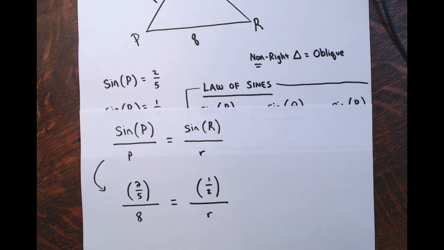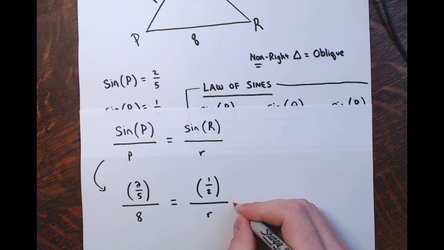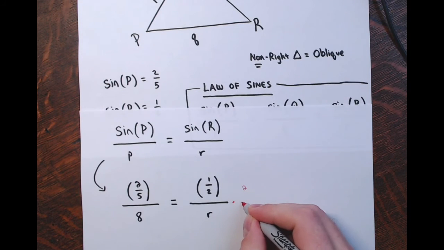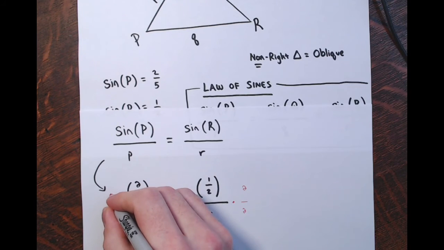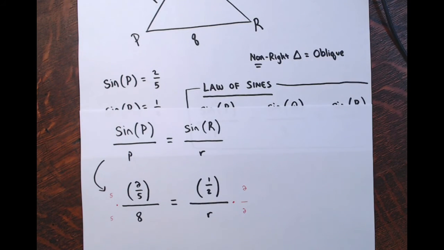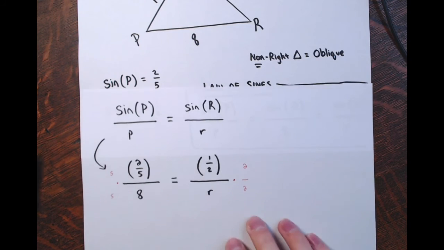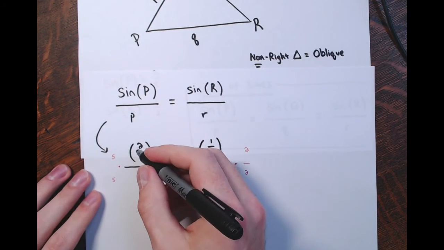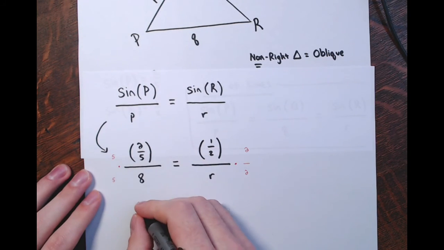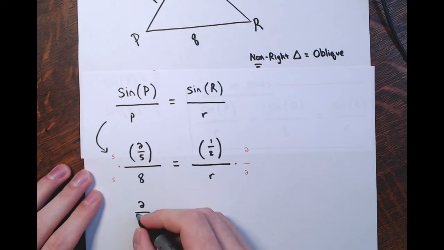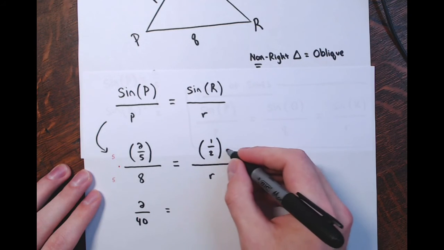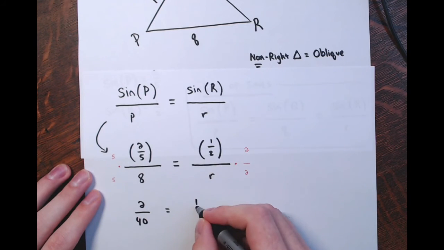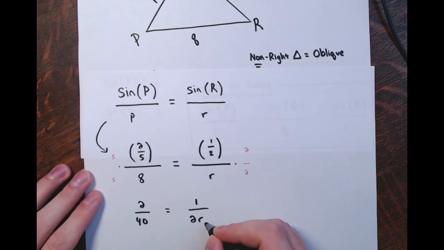All right, now if you don't like all these fractions, you can fix this, right? If I don't like the fractions, I can multiply the top and bottom of this fraction by 2 and multiply the top and bottom of this fraction by 5, right, to make it a little less complex looking. So you see the 5's cancel up here. I'd have 2 over, and then 5 times 8 is 40, equals, and then here 2's cancel in the numerator, you got 1 over 2r.